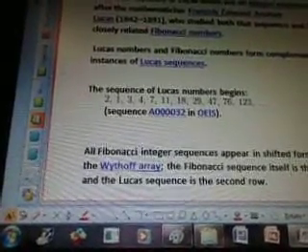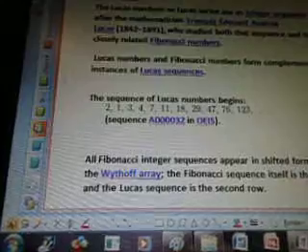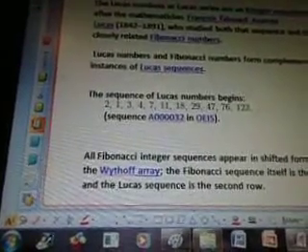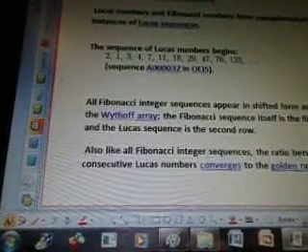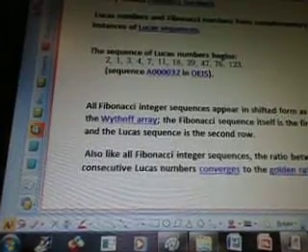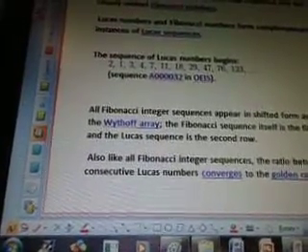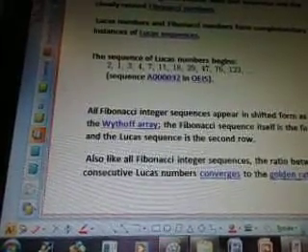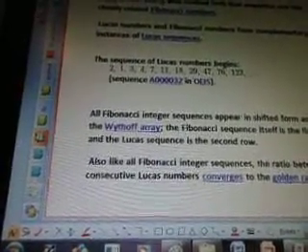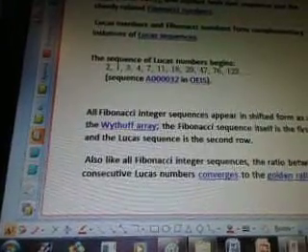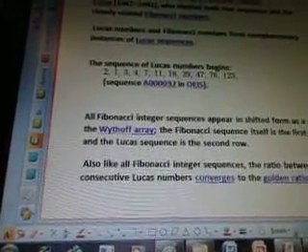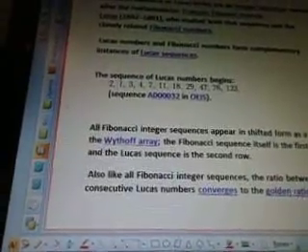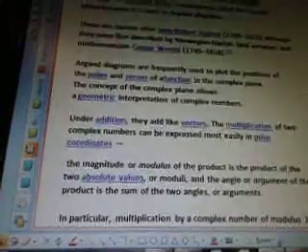The sequence A000032 in OEIS. All Fibonacci integer sequences appear in shifted form as a row of the Wythoff array. The Fibonacci sequence itself is the first row, and the Lucas sequence is the second row. Also, like all Fibonacci integer sequences, the ratio between two consecutive Lucas numbers converges to the golden ratio. So obviously this was a data learning video. Okay, so I'll go on to the next one.